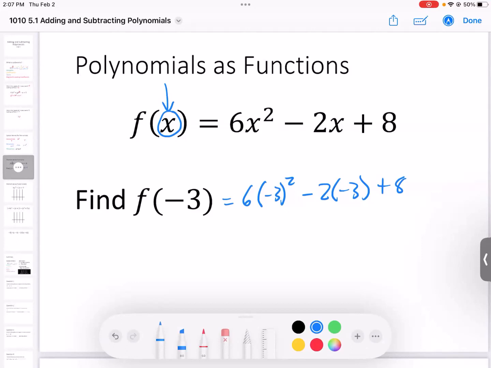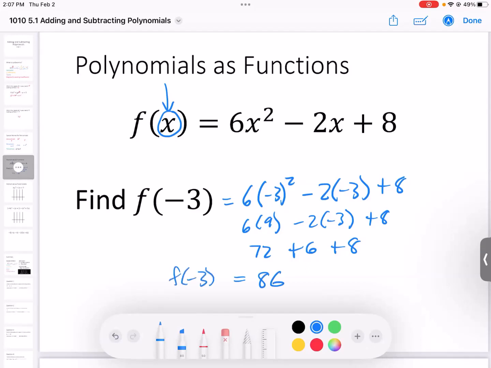So like you'd start off, because of order of operations, you'd start with the exponents, and that would give you 6 times 9 minus 2 times -3 plus 8. Then the next order of operations is multiplication. So you do 72 plus 6 plus 8, and it's plus 6 because you have a -2 times a -3. And then you just add all those together, and I think that would give you 86. Whoops. So f of -3 in this case would equal 86.